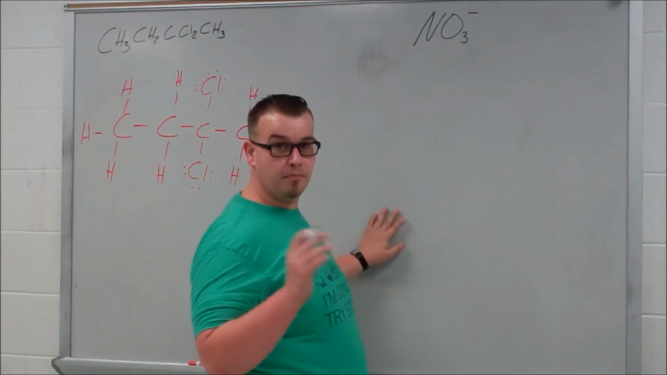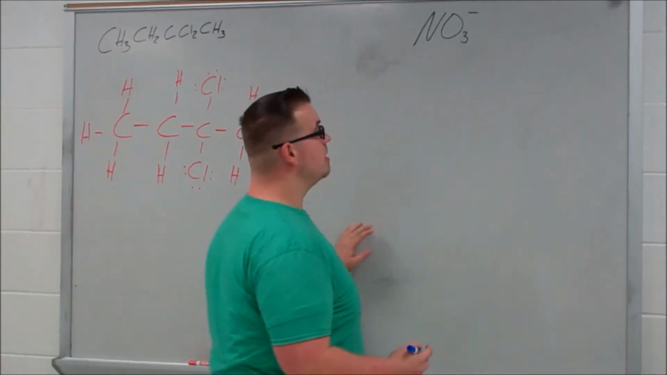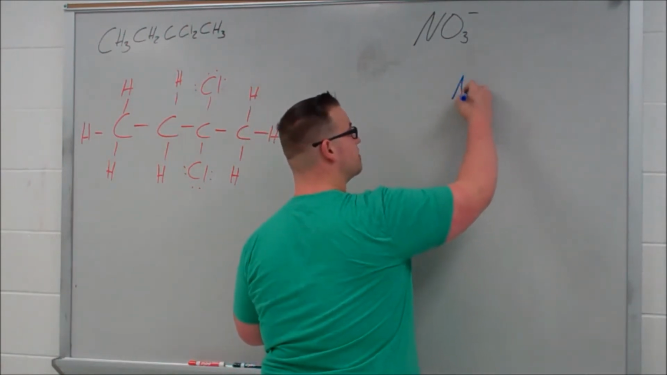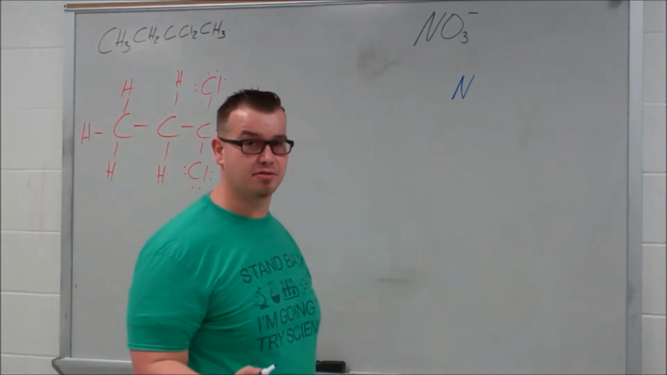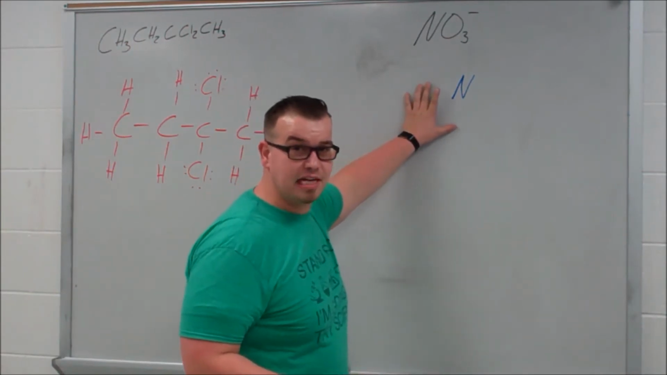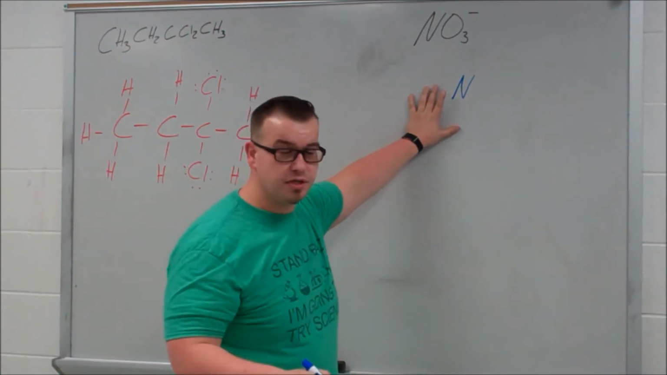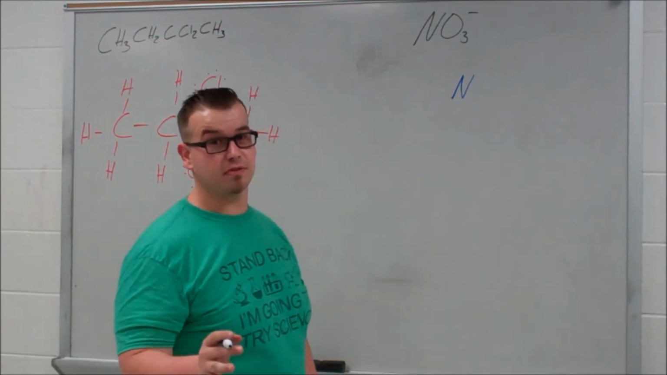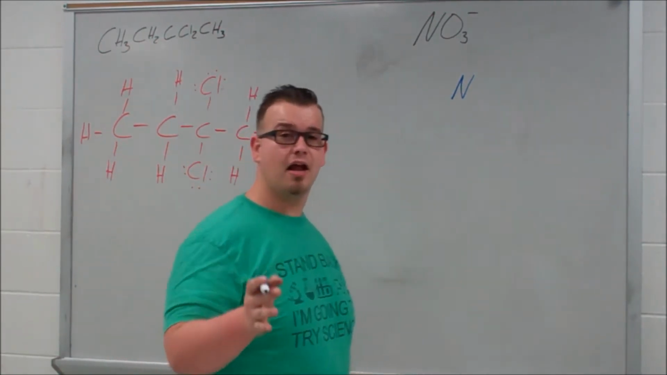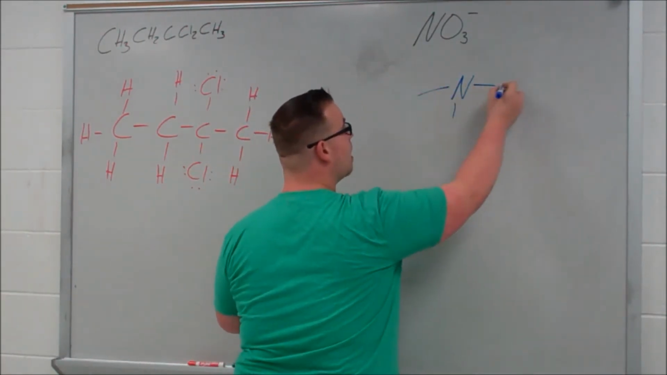So, the first step, remember, follow your steps. First step, you're going to find what is your center atom. Your center atom, in this case, is nitrogen. How do I know it's nitrogen? Because the one with the lowest electronegativity would be the one in the center. Go back, review over your notes if you cannot remember the trend for electronegativity. You've got to know that. So, nitrogen's the center, and it's bonded to these oxygens.